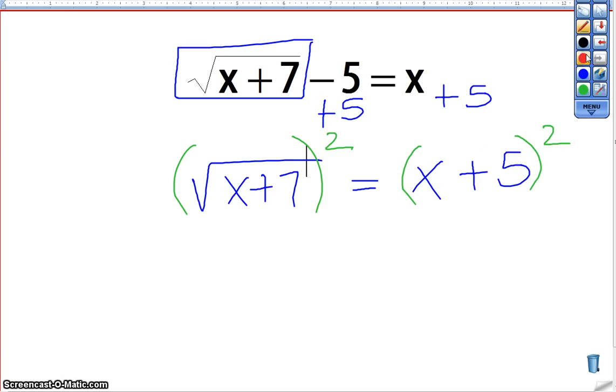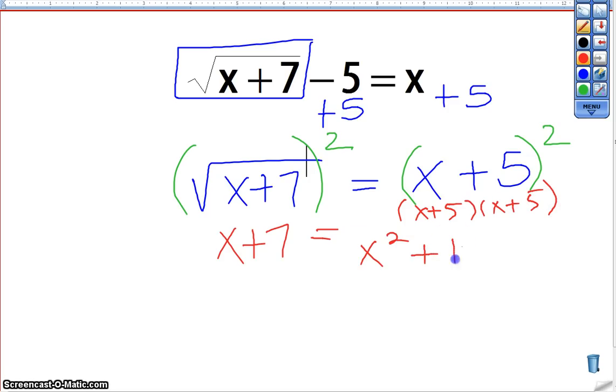So I have x plus 7 on the left. Over here, this is not x squared plus 25. That's x plus 5 times x plus 5, which FOIL, x squared plus 10x plus 25.